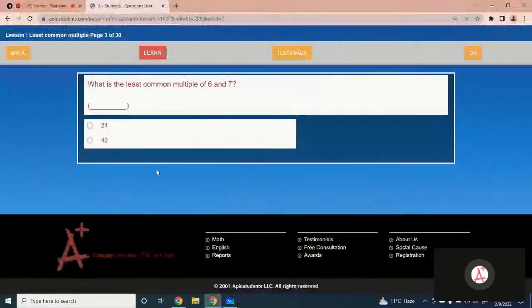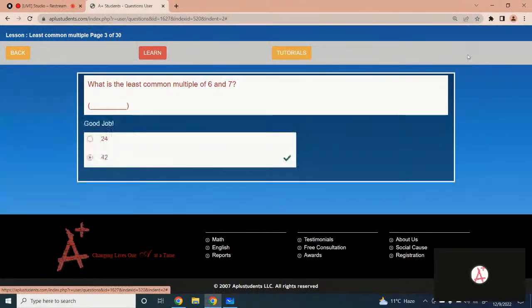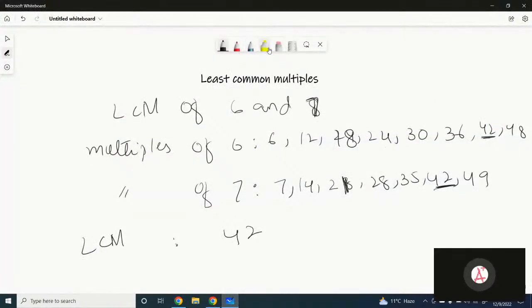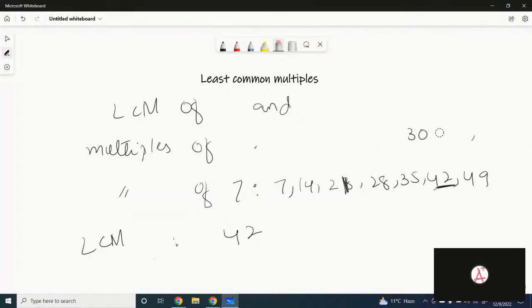So just select the correct option and click on the OK button. Okay, the next one is what is the least common multiple of 4 and 7? We have already written the multiples of 7 on the board. Let's just start writing the multiples of 4.